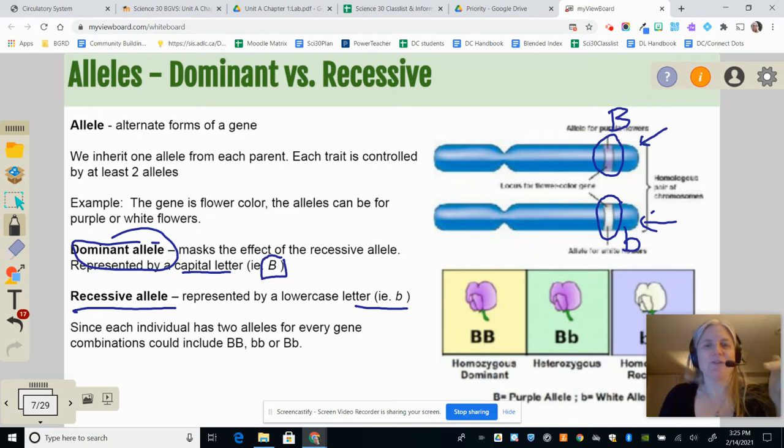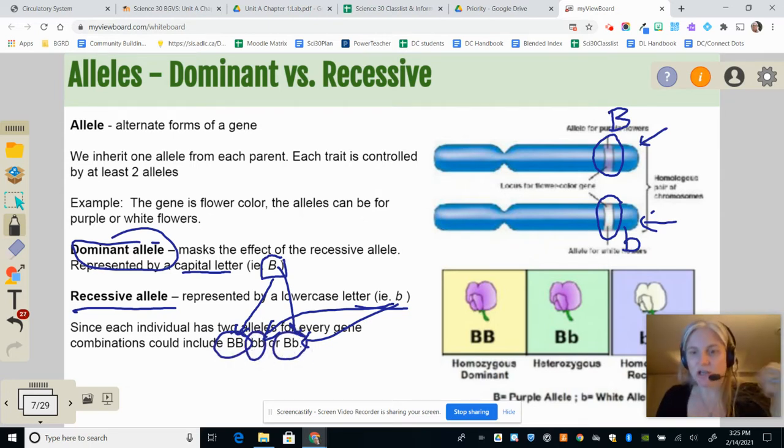Anyways, so for this gene, each chromosome could have two, like you could have two purple genes, right? You always have two. You could have two genes for white, or you could have one purple and one white gene. Okay, so your combinations could look like this, right? And depending on the combination, you'll get a different color in the resulting plant.